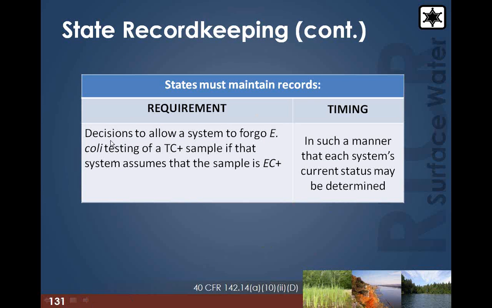State has discretion here, so decisions to allow a system to forego E. coli testing of a TC positive sample if that system assumes that the sample is EC positive in such a manner that each system's current status may be determined.